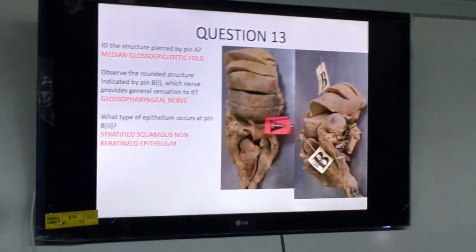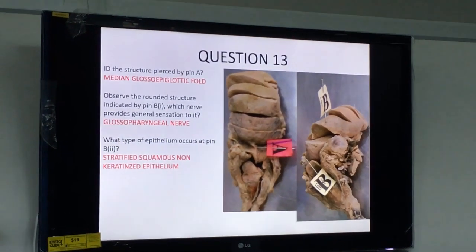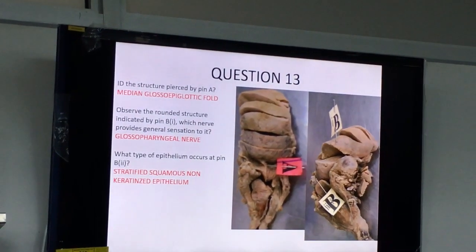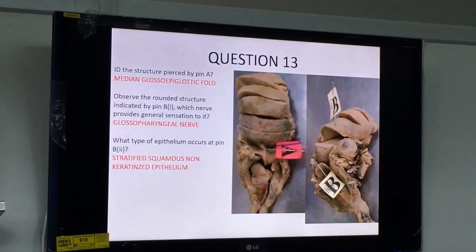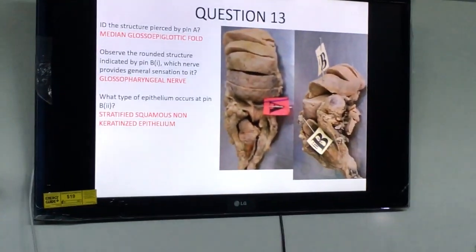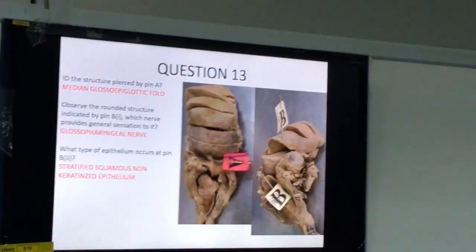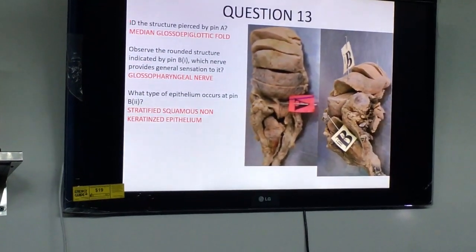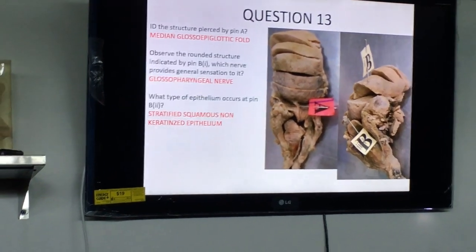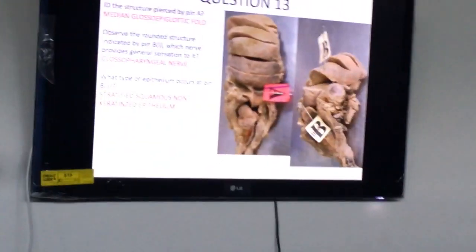Alright. So observe the rounded structure pin B1 is in. You really can't see, but we know from the answer what it is, right? So which nerve provides general sensation to it? Glossopharyngeal nerve. So which nerve transmits taste from it?